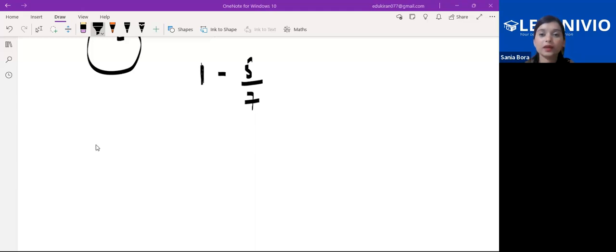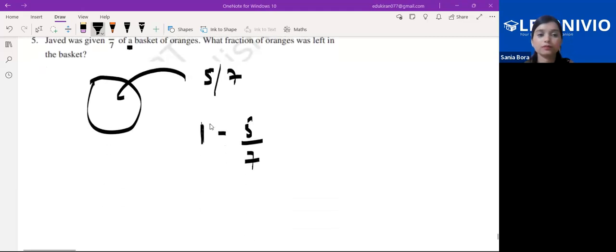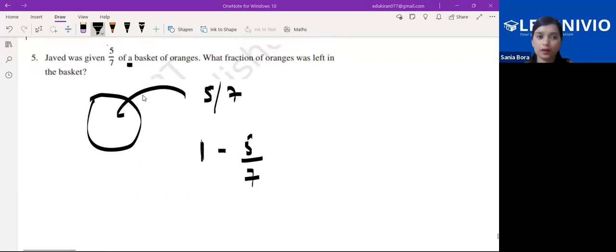Ma'am, should I see the statements also? Okay, Ira, tell me the statements. Ma'am, can I see the answer then? I'll ask. Ira, tell me the statement first. A fraction of oranges given to Javed equals 5 by 7. A fraction of oranges left with Javed. You have to write total. Total oranges equals 1. Okay.